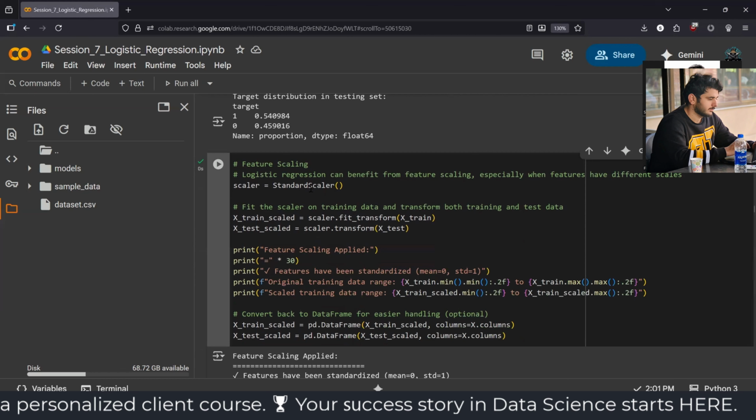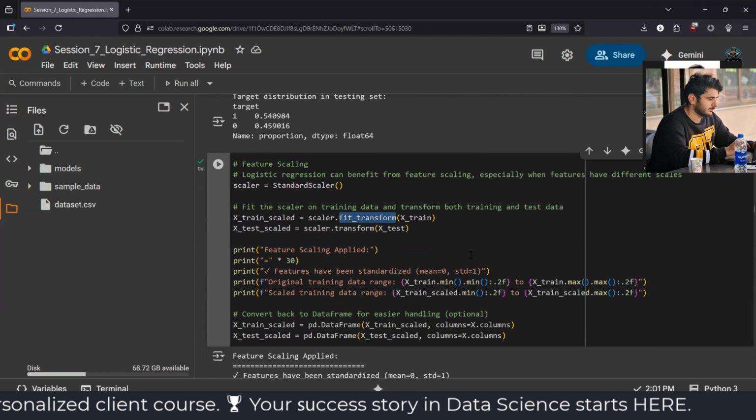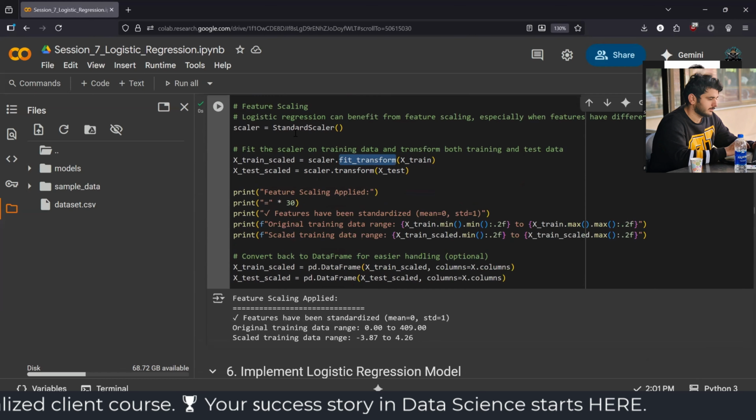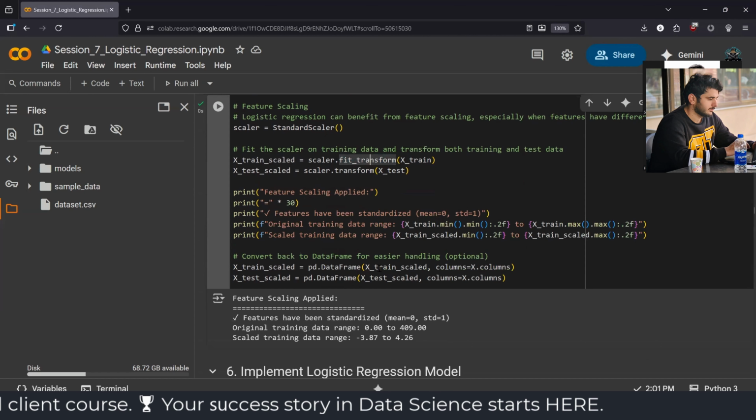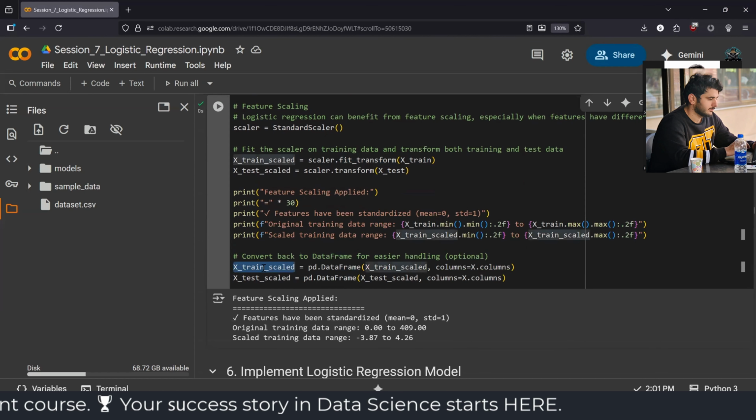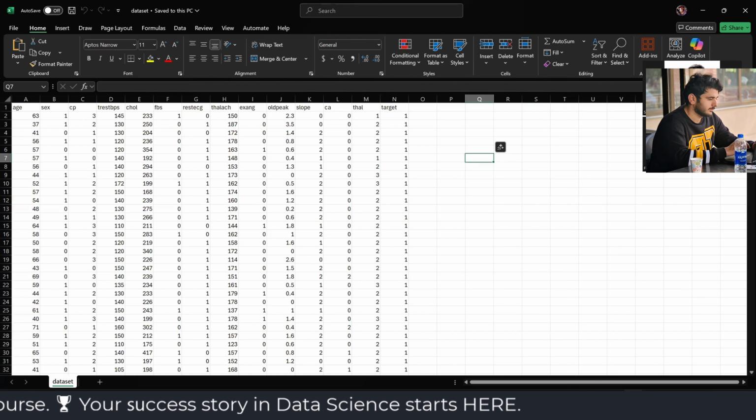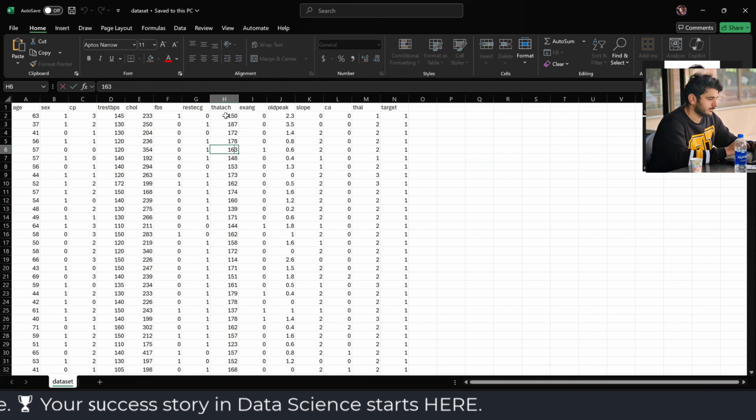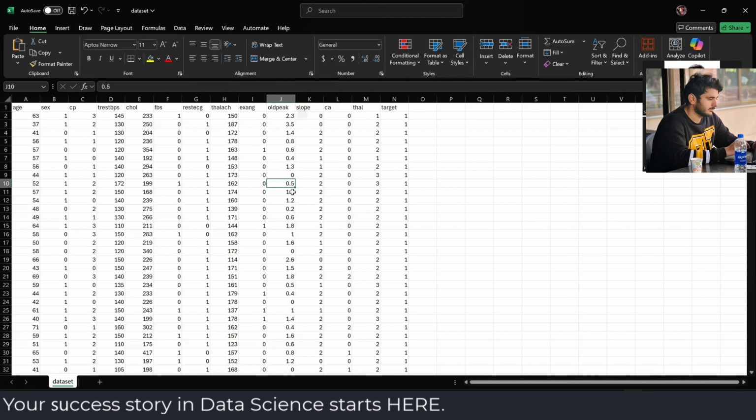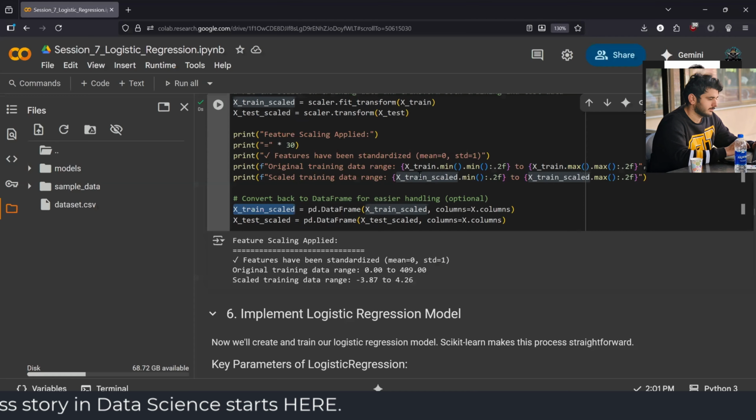Again, StandardScaler and fit_transform to scale the columns. We scaled the columns, created a new data frame, and gave it a name, X_train_scaled and X_test_scaled. Now, why do we do that? Because we have such big values and such small values. We don't want to overshadow the small columns because of these large values. That's why we scale them.